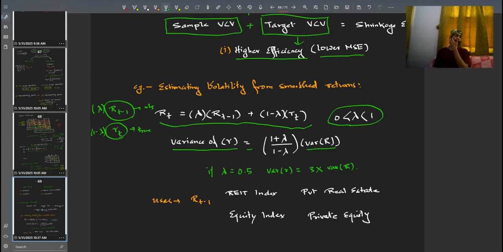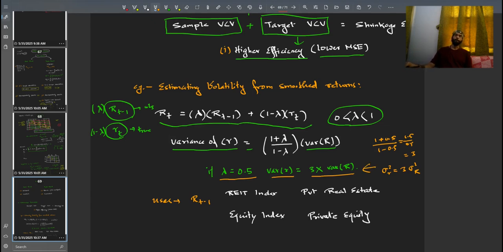So what does this do? This actually increases the variance of the true return with respect to the observed return. For example, if lambda is 0.5, then the variance of the true value becomes 3 times the variance of the observed value. How? 1 plus 0.5 divided by 1 minus 0.5 is equal to 1.5 by 0.5, which is equal to 3. So variance of the true return becomes 3 times the variance of the observed value, right? This is how this works.